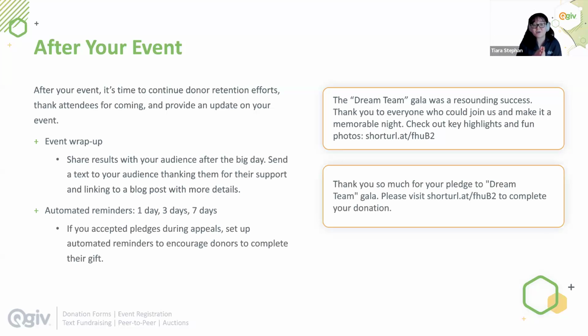So you can set those reminders to send automatically at a cadence of your choosing. We recommend 1 day after your event, then 3 days after your event, and then 7 days after your event if they still haven't completed that pledge. So you just want to make sure that they follow through on that.